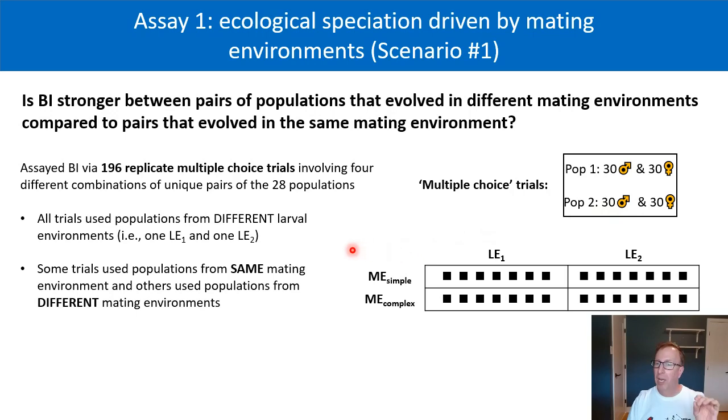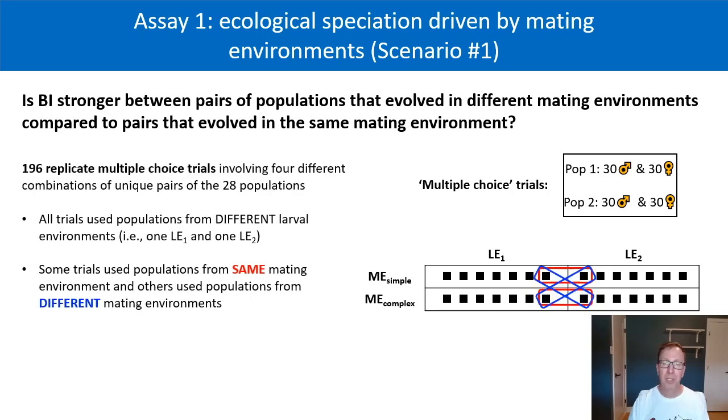And in every one of these mating trials, the two populations came from different larval environments, one from larval environment 1 and one from larval environment 2. Now in half the trials, the two populations came from the same mating environment, either both from simple or both from complex, as shown by the red comparisons. And in the other half of the combinations, the two populations came from alternate mating environments, as shown by the blue comparisons.